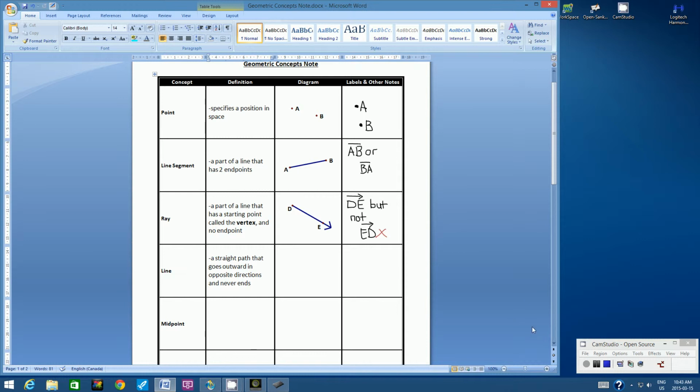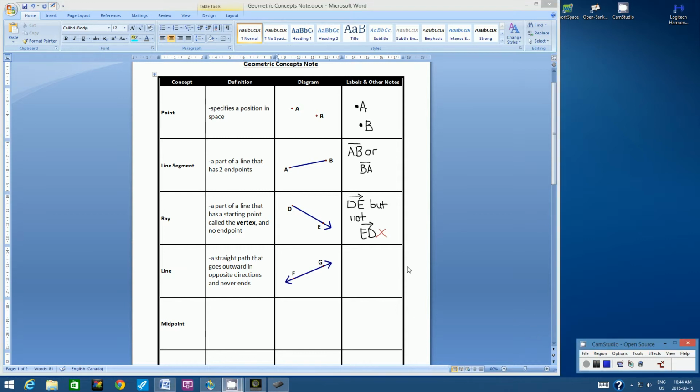Okay, so let's draw a diagram of a line. So this is what a line looks like. I've labeled it line FG, okay? And you notice that it has arrowheads on both ends, because they go on in opposite directions forever.